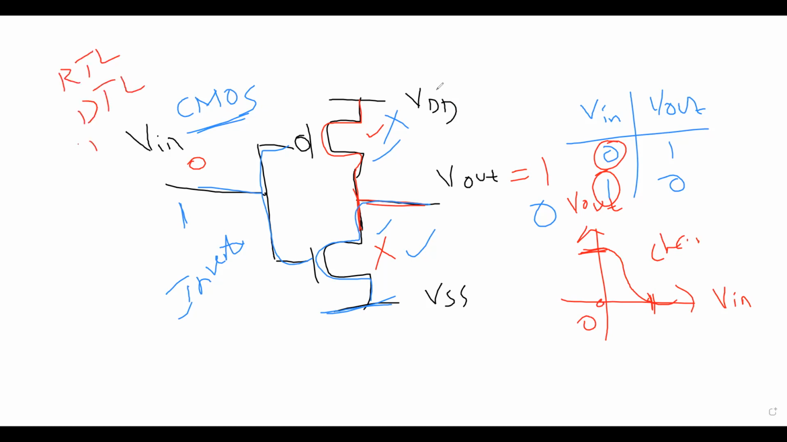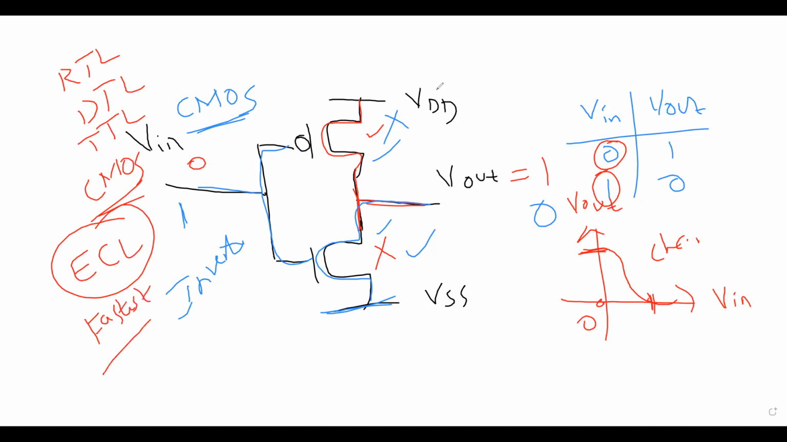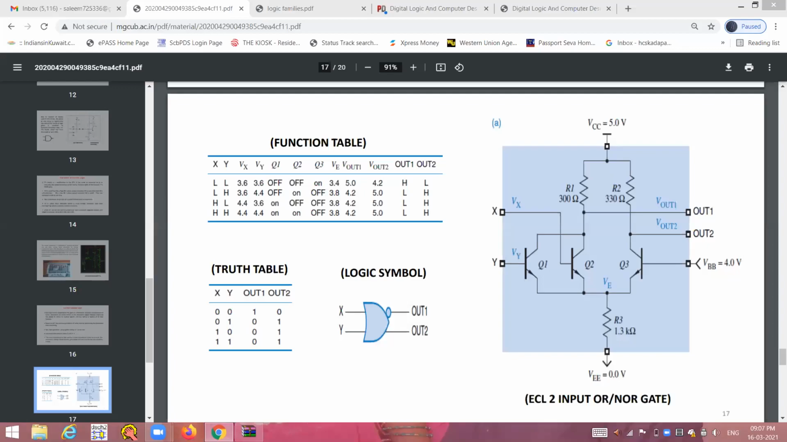In this manner you have seen RTL, DTL, TTL, CMOS. Now I will show ECL, which is emitter coupled logic, the fastest logic. I'm not going to explain this one either, due to the lack of time. I will show the figure of it. This is the emitter coupled logic. This is a two input OR/NOR gate. It contains two outputs, one here and another here.